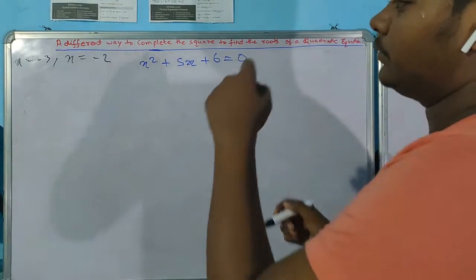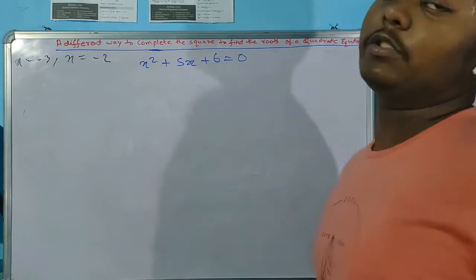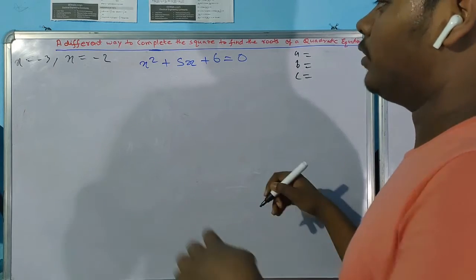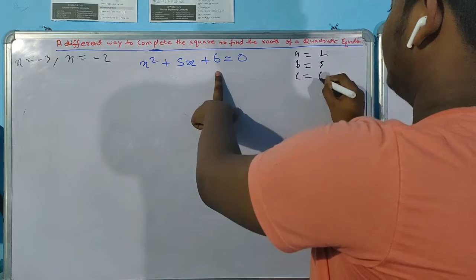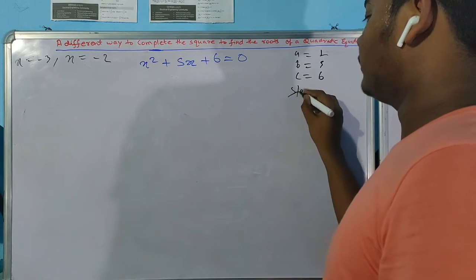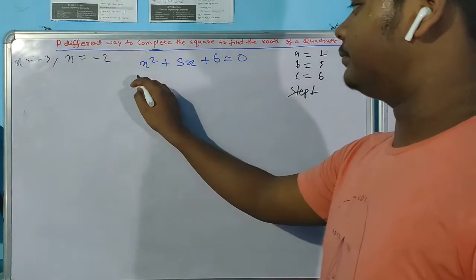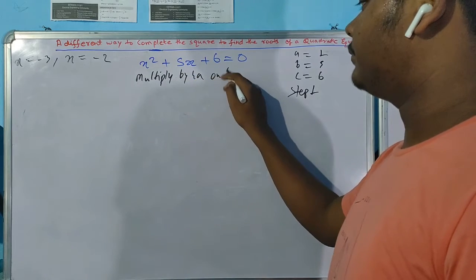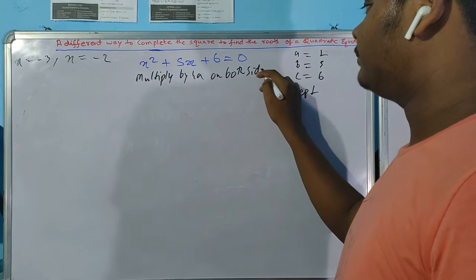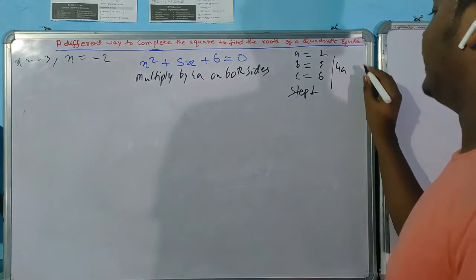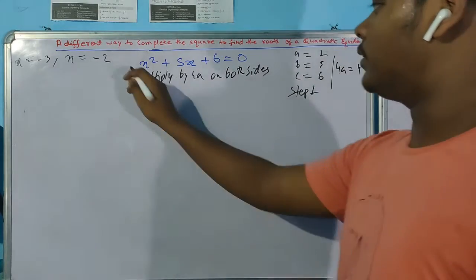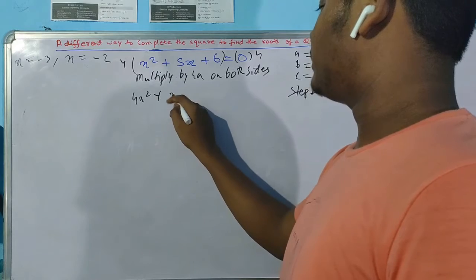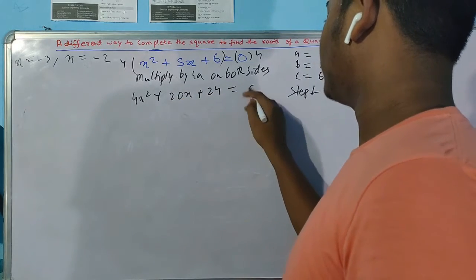Now we will solve this question by the completing the square method. First step is to find a, b, c. Again, normal quadratic equation: a is 1, b is 5, c is 6, right? Now use the steps. Step 1, multiply by 4a on both sides. 4a is just 4, so we will multiply by 4 on both sides. So 4x square plus 20x plus 24 equals 0.